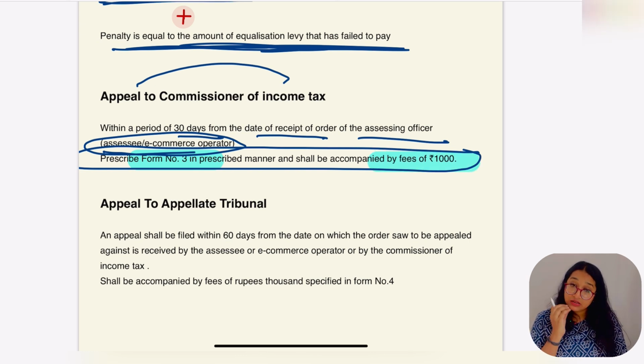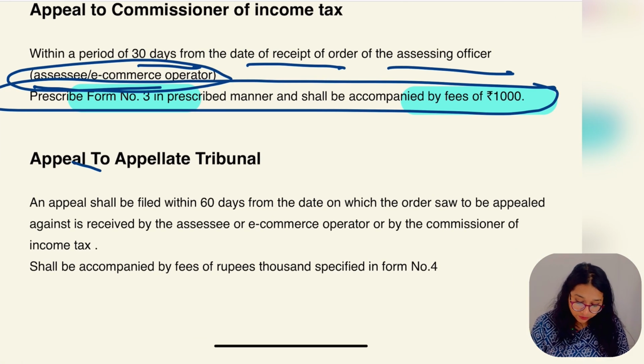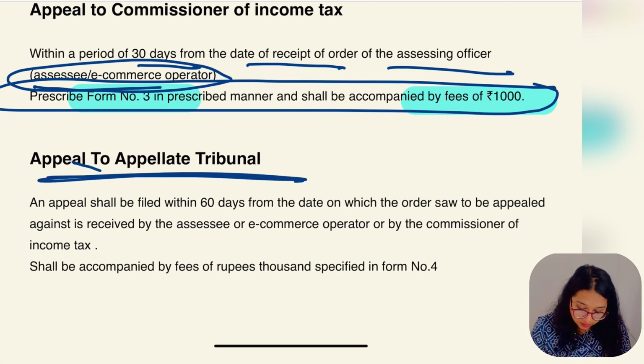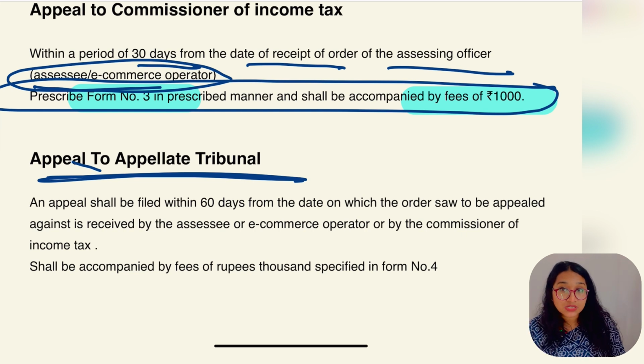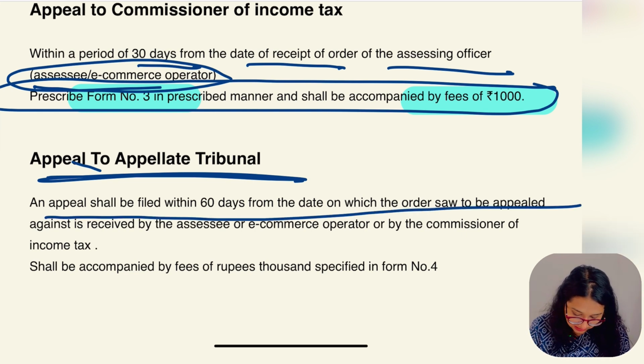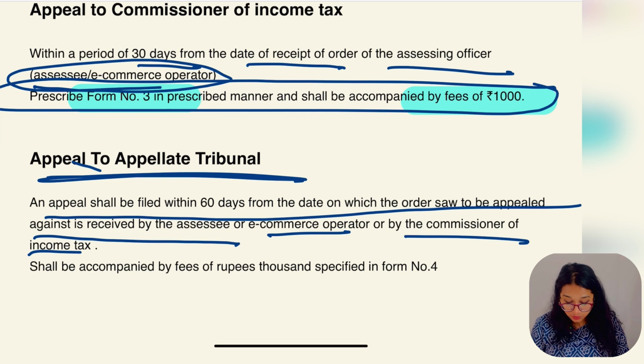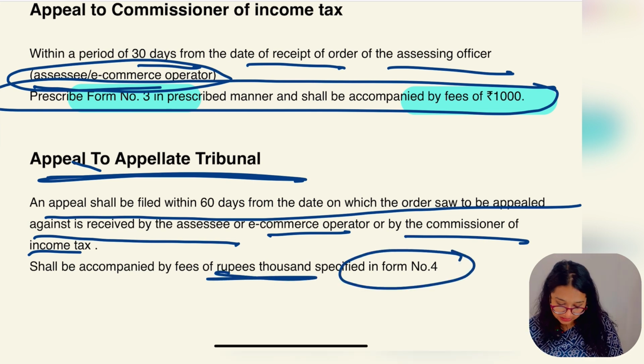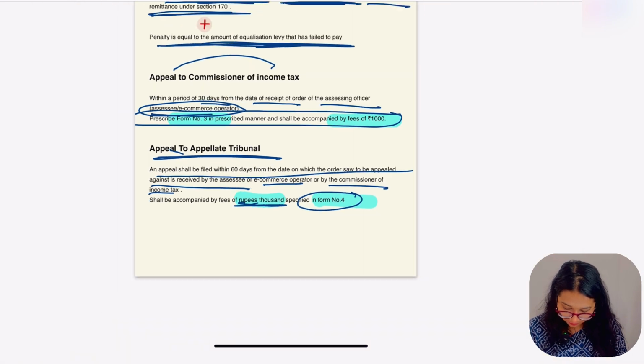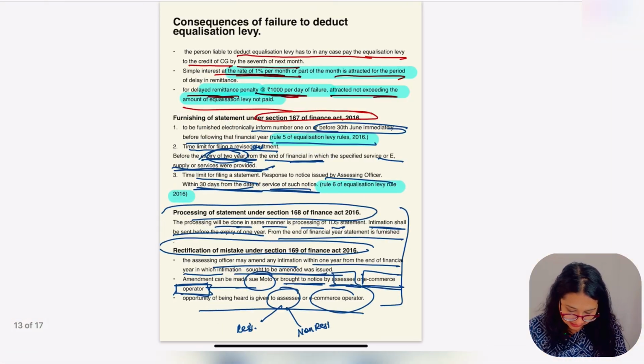But what if the SEC or the e-commerce operator is not satisfied by the order of the Commissioner of Income Tax? Definitely they can go for an appeal to the Appellate Tribunal. But within how many days? Within 60 days from the date on which the order sought to be appealed against is received by the SEC or e-commerce operator, or by the Commissioner of Income Tax. Form number 4, again with a fee of 1000 rupees. Is this part clear? Fees of 1000 rupees and Form 4.